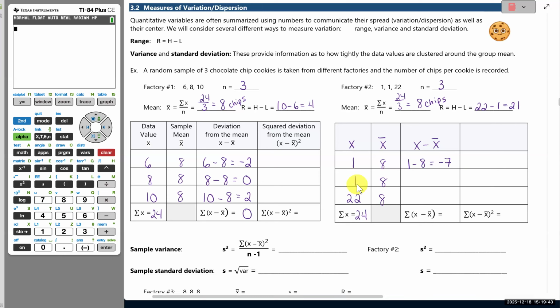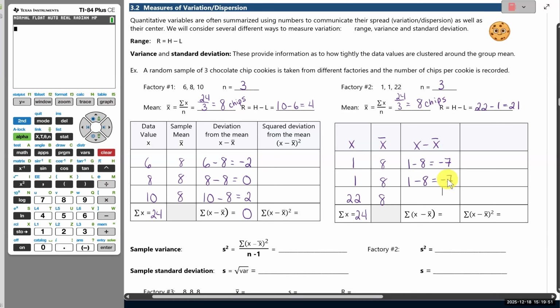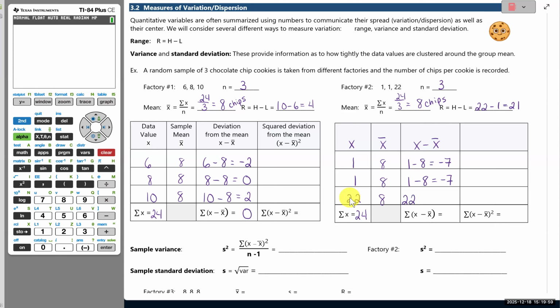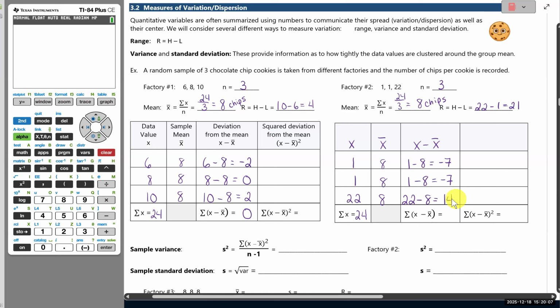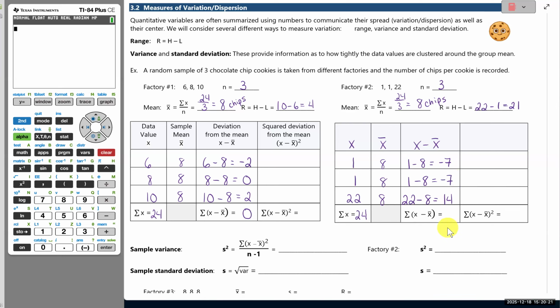All right, the next cookie also had 1 chocolate chip. So it is also a difference of -7. 1 chocolate chip is 7 chocolate chips below average. All right, and then this is the cookie I want, 22 chocolate chips. So lots of chocolate there. But let's take that and subtract from the average. And if you subtract that, you'll get a +14. So that cookie had 14 chips over the average. Now, if we add those values, though, -7, -7, that would be -14 and a +14. So that column also comes out to be 0.